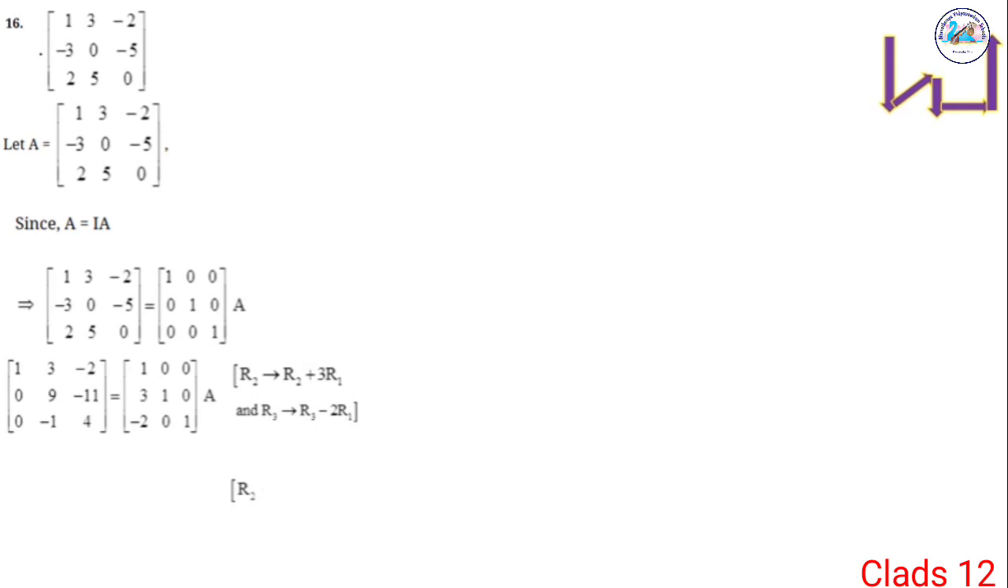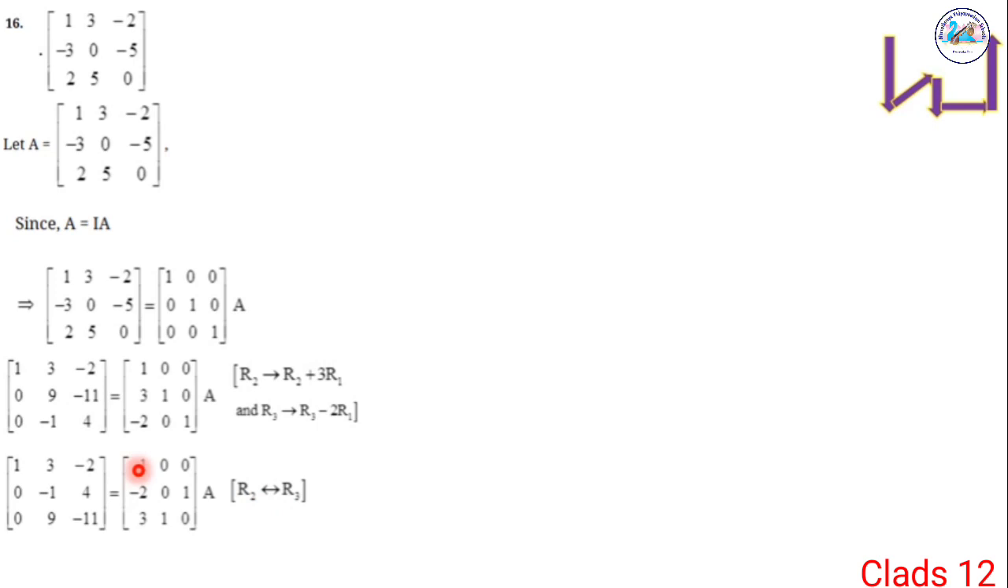So what I am going to do is interchange R2 and R3. After doing the transformation, R1 remains the same, 1 3 minus 2. R2, 0 9 minus 11, is coming here as R3. Next, R3, 0 minus 1 4, will come here as R2, because we are interchanging R2 and R3.